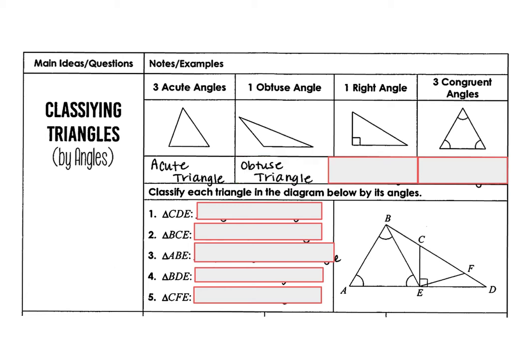You'll notice this third one has a little marking that indicates we have a 90-degree angle. So this is a right triangle. And then this last one has congruent marks. All three of the angles are congruent. And so this particular triangle is called an equiangular triangle. So the first way you can classify your triangles is by their angle measure.